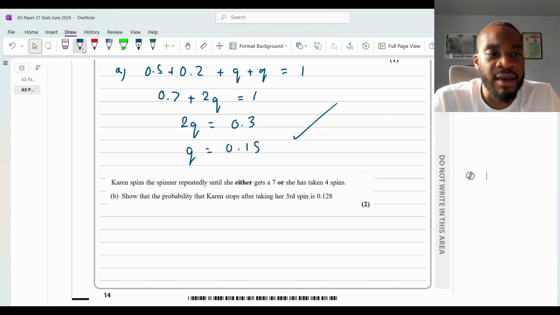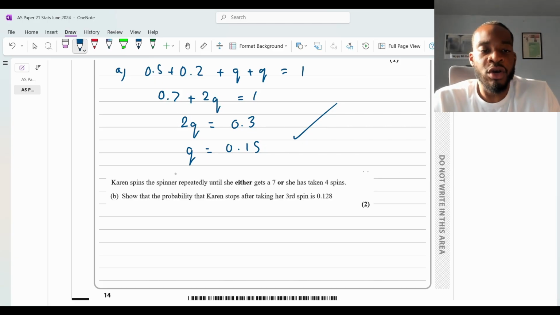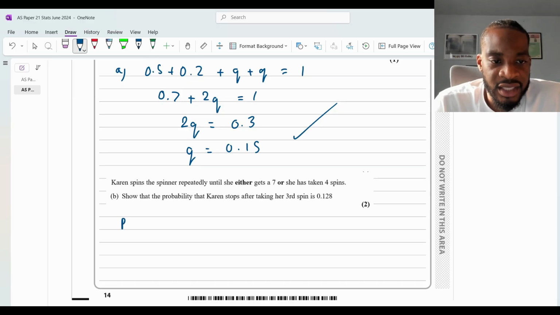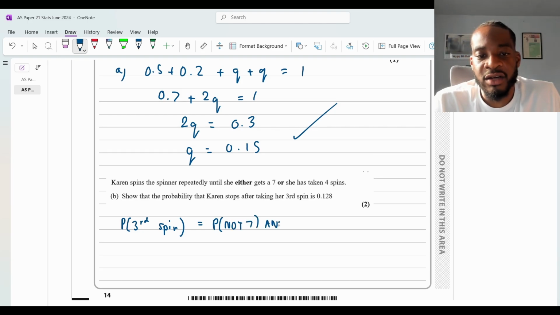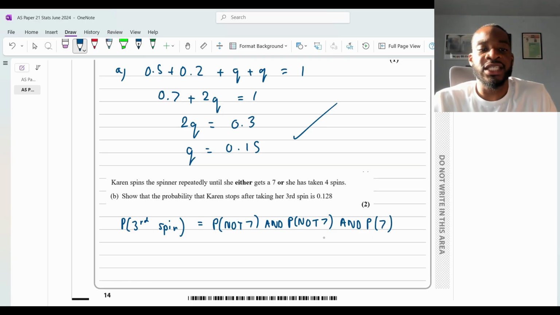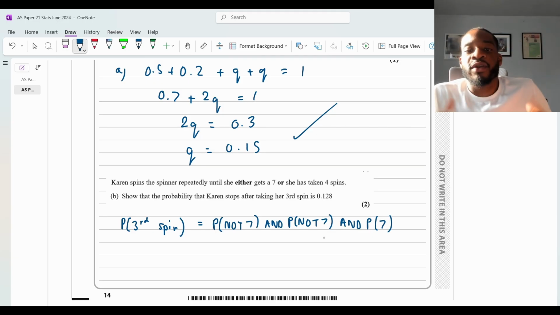So if she stops on her third spin, that means she couldn't have got a 7 on the first or second go. So what I'm going to do here is say the probability of her stopping on her third spin, well, this would have to be just from a logical perspective. She couldn't have got a 7 on the first go. So I'm going to write not 7 here on the first go. And then on the next go, I'll put "and" here because remember it's all independent. You're going to have a not 7 again, right? And then on the third go, because she stops when she gets a 7 or has taken 4 spins, she must get a 7 on the third go. So this is the only way she can stop on her third spin.